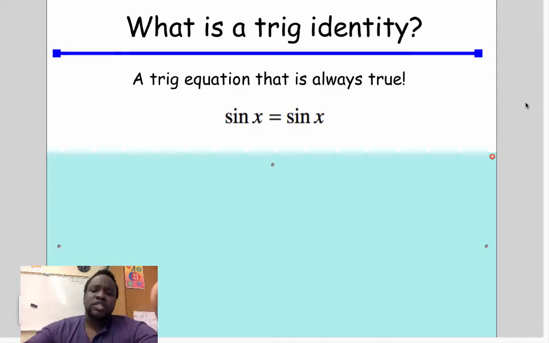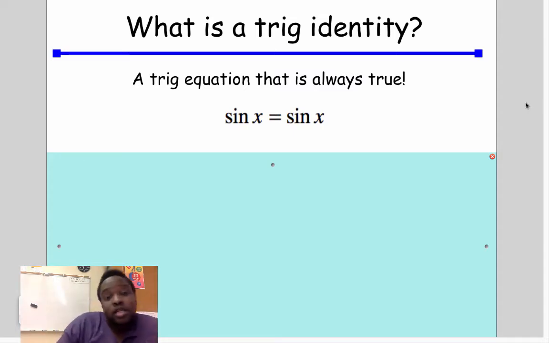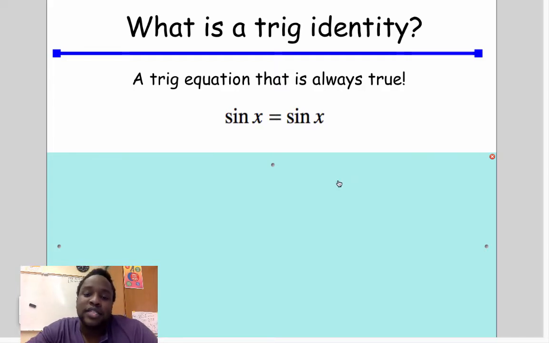So, the first question is, what is a trig identity? A trig identity is an equation that is always true. Some of the easiest, most basic trig identities are like sine x equals sine x, or cosine x equals cosine x, or tangent x equals tangent x. But then there are a few other trig identities as well.